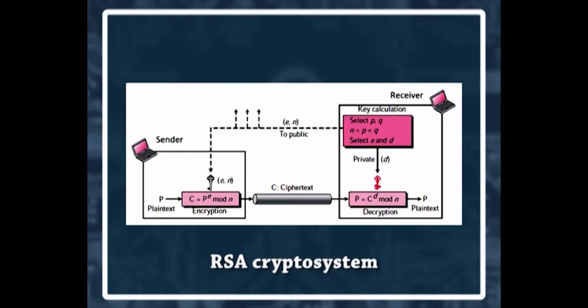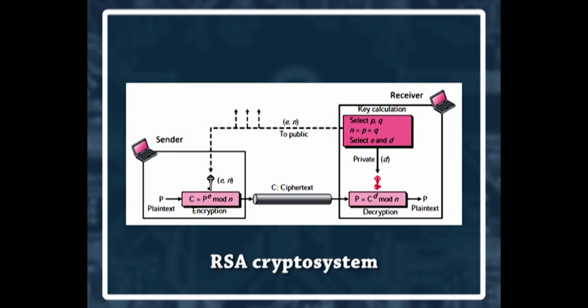Now, let us discuss RSA. Although there are several asymmetric key crypto systems, one of the most common public key algorithms is the RSA crypto system, named after its inventors Rivest, Shamir and Adleman. The figure represents the general procedure of the RSA crypto system. RSA uses two exponents, e and d, where e is public and d is private.